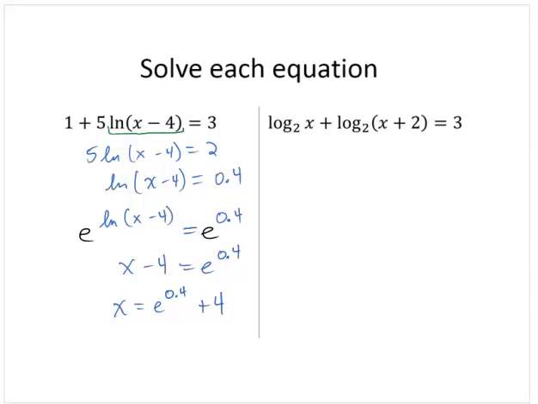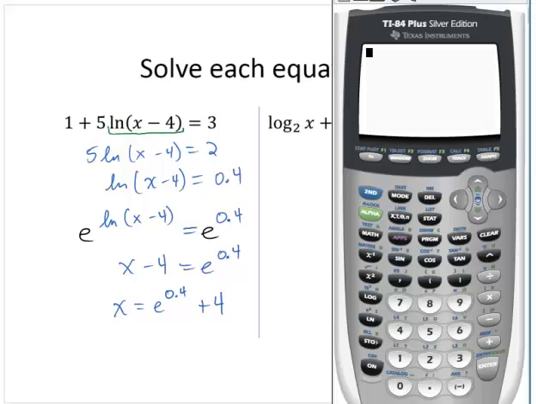If we want an approximate value, we bring up the exponential, second e raised to the 0.4. Make sure to close that off before we add 4. So 5.492.